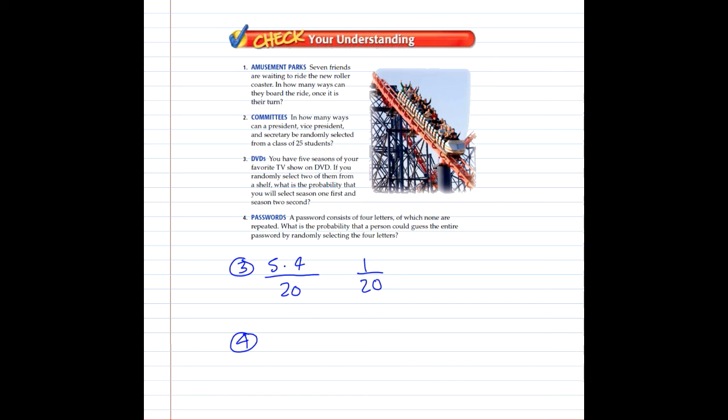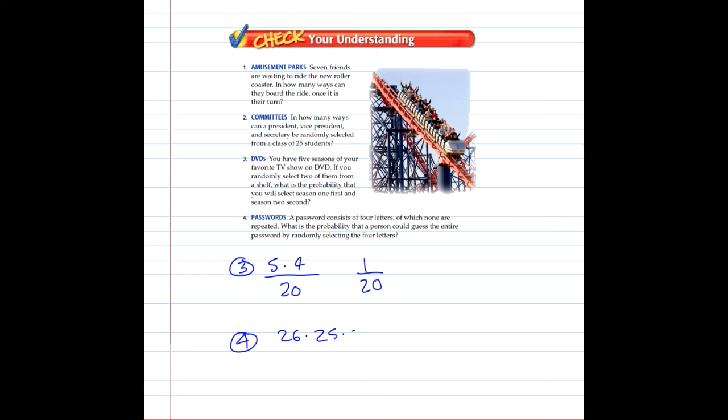Number 4. A password consists of 4 letters, of which none are repeated. What is the probability that the person could guess the entire password by randomly selecting the first 4 letters? Random means they all have an equal chance of occurring.